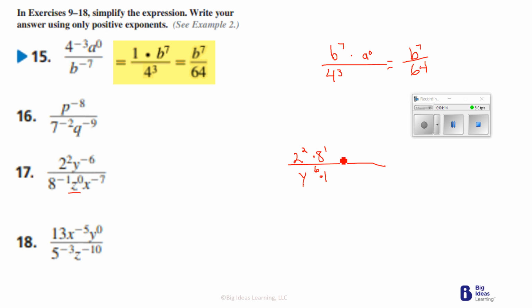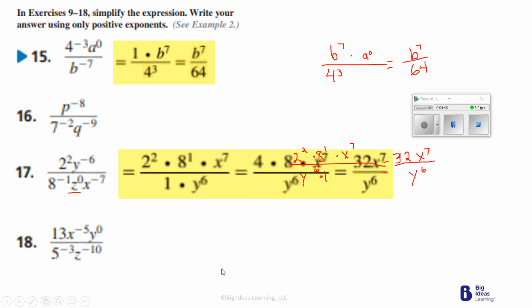X to the negative 7 will come up here, becoming x to the 7th. All this is going to turn to 2 times 2 is 4, and 4 times 8 is actually 32, and x to the 7th will stay the same. Anything times 1 is itself, so that's y to the 6. I should have 32 x to the 7th over y to the 6.